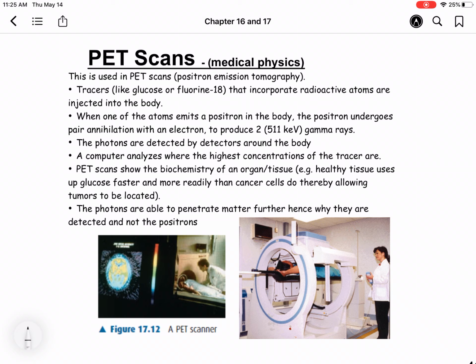So you get the idea of where this leads into biology and all this sort of stuff. Anything to do with scans or anything like that is based off of physics and all this kind of stuff. Okay.